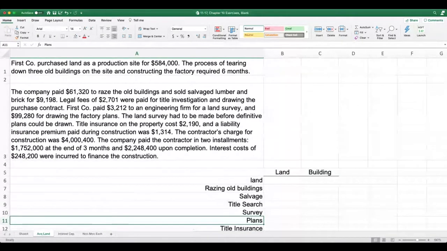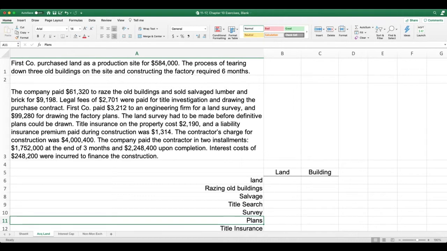First, the company purchased land as a production site for $584,000. The process of tearing down 3 old buildings on the site and the construction of the factory required 6 months. So the company paid $61,000. I'm just going to round all these when I read through them. We'll pull the specifics when we go and do it. The company paid $61,000 to raze the old buildings and sold salvaged lumber for $9,000.